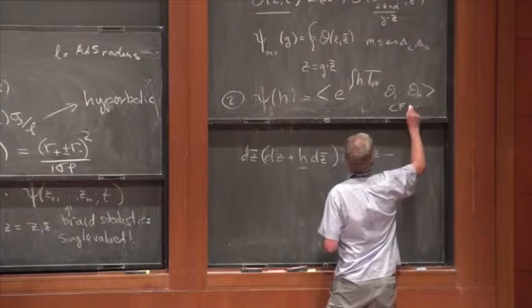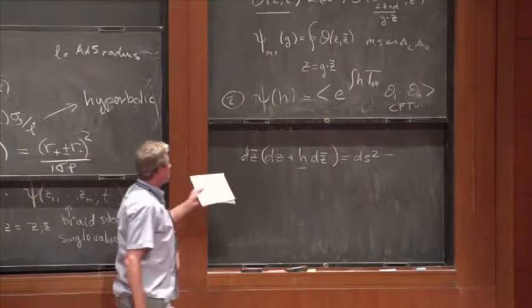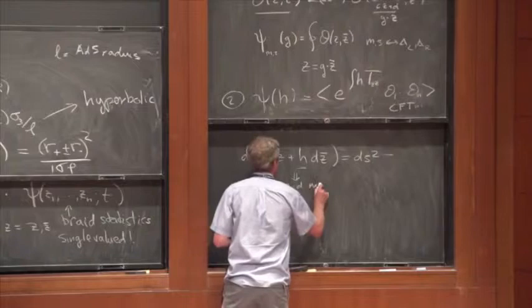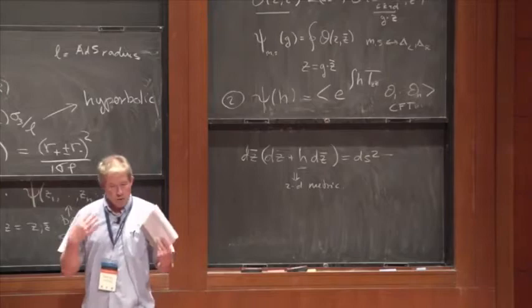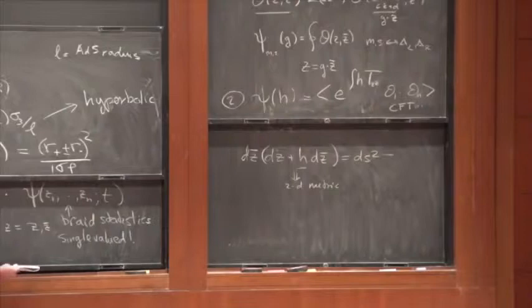One can show that this thing, considered as a wave function of the two-dimensional metric, so it's a functional of the two-dimensional metric, and therefore it's a wave functional of a 2 plus 1 dimensional theory whose configuration space is the space of two-dimensional metrics. And you can show that this thing solves the Wheeler-DeWitt equation.